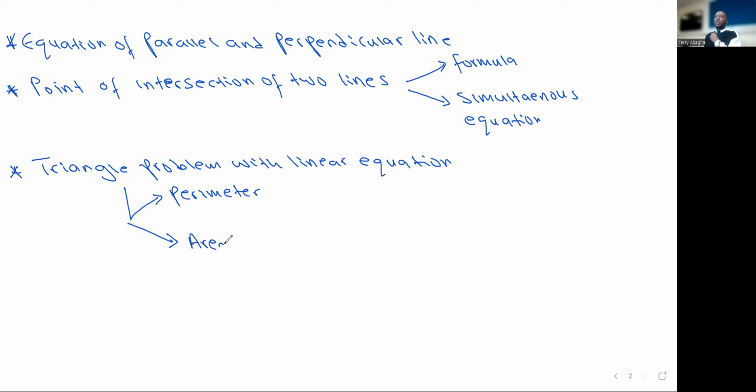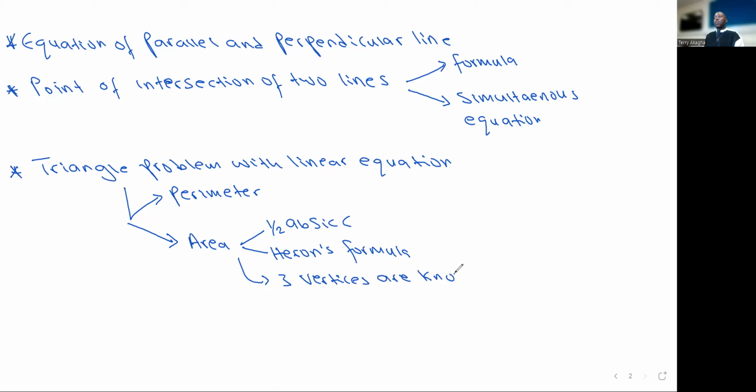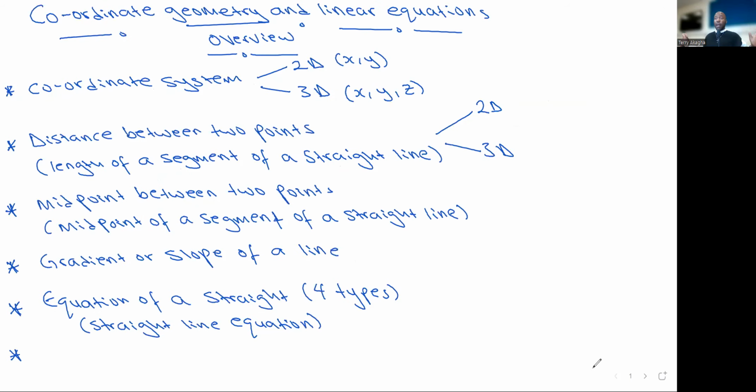In the area, we're going to talk about 4 types. I'm going to talk about the concept of 1/2 AB sine C. We'll talk about the concept of Heron's formula. When you use Heron's formula, we'll talk about when 3 vertices are known. Then also we'll talk about if it's a right angle triangle, it's 1/2 base times height. We'll talk about each and every one of these. So that's what we're going to talk about in this series.